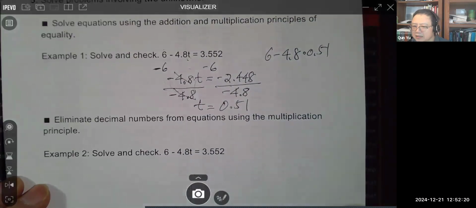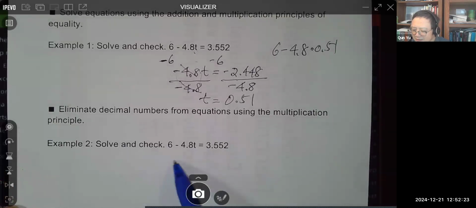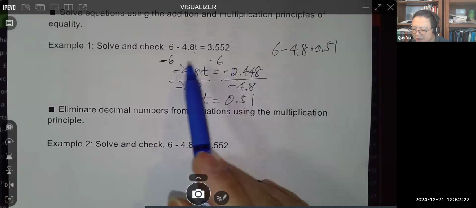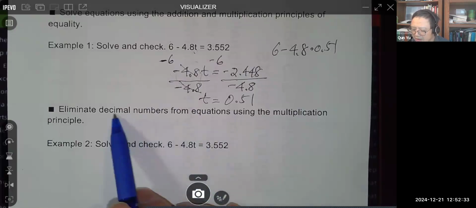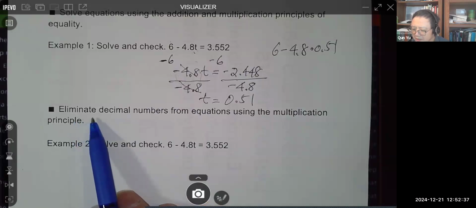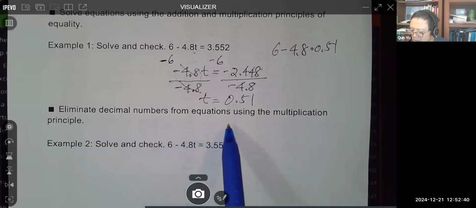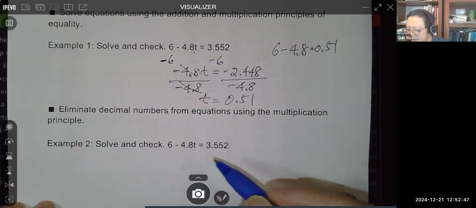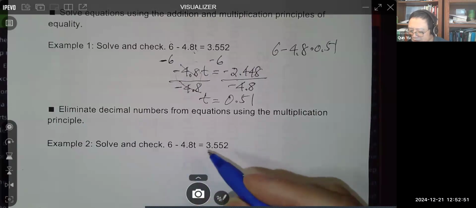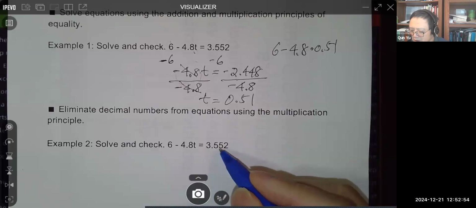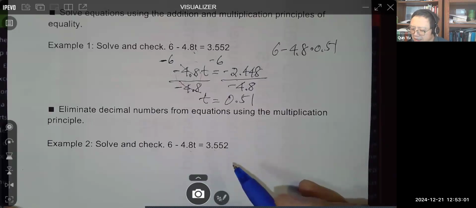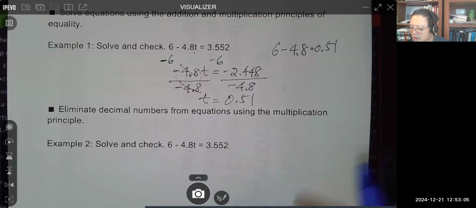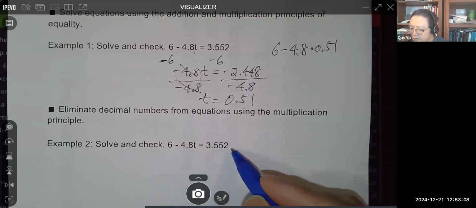Now, let's look at the second example. You may see already that this equation is exactly the same equation we just finished, but we are taking a different approach. You see this learning objective. We are going to eliminate decimal numbers from a given equation by using the multiplication principle. So how do we eliminate all of these decimal digits? It's not that we just ignore them. We need to move decimal points. This one, you need to move 1 point to the right. This one needs 3. So we always look at the largest number of decimal places we need to move.